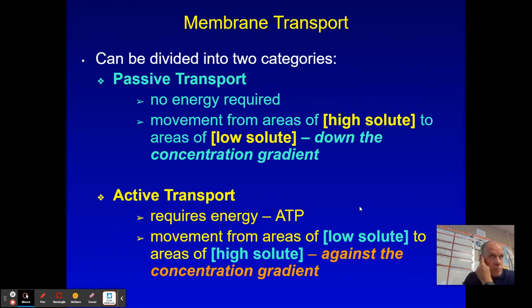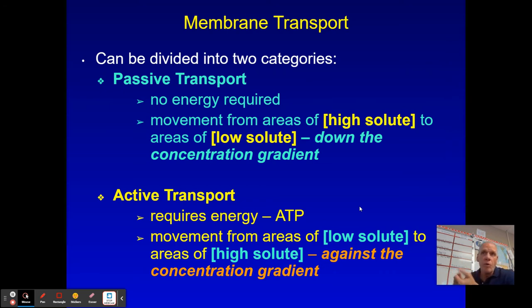Okay, so membrane transport can be divided into two major categories, passive and active transport. And passive transport, as I say, no energy is required, and it is the movement from areas of a high solute concentration to areas of low solute concentration. Therefore, it's moving down its concentration gradient. Okay, so it's almost like a rock rolling down the hill. It's moving down, no energy is required.